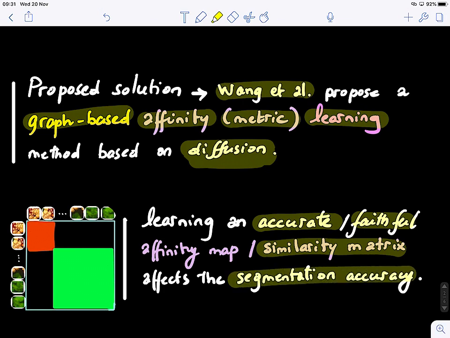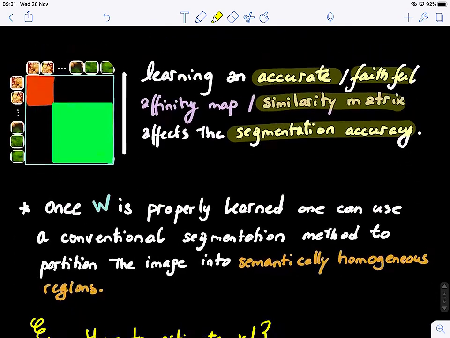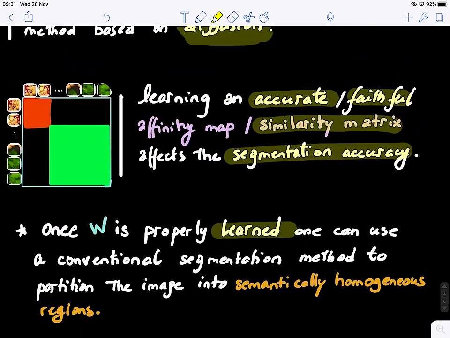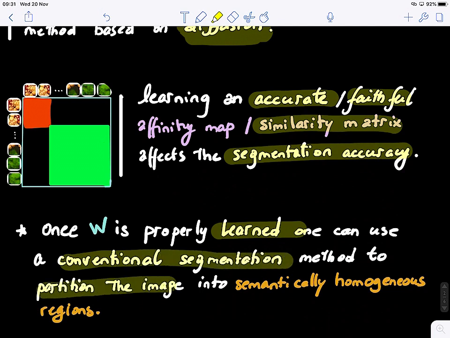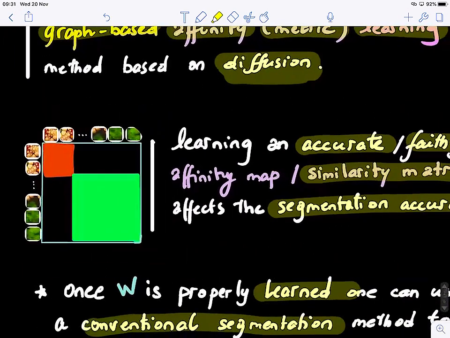Because if you have an accurate similarity map, then you will have a very good segmentation accuracy. Okay, that's very obvious. Now, once W is properly learned, one can use a conventional segmentation method to partition the image into semantically homogeneous regions. Okay, so once you learn the W, you can use any existing segmentation methods and or clustering algorithms to get the final result.